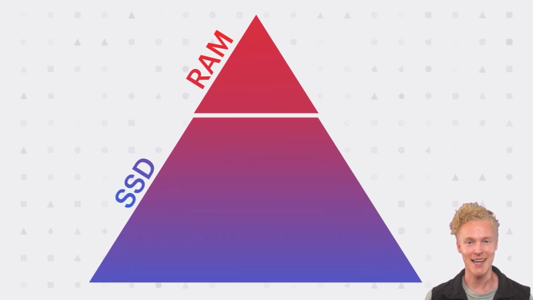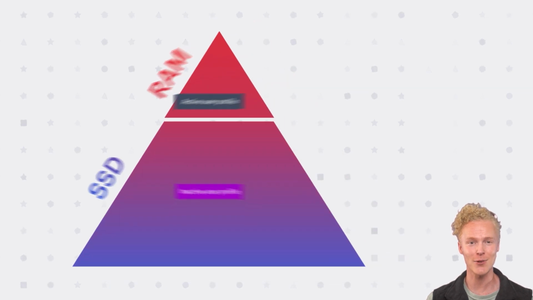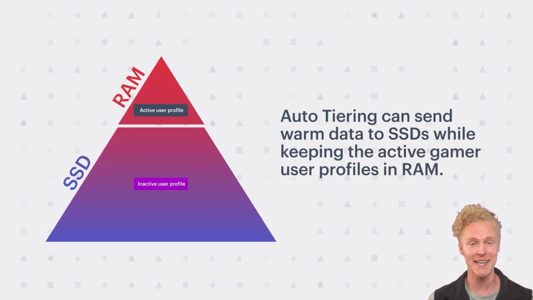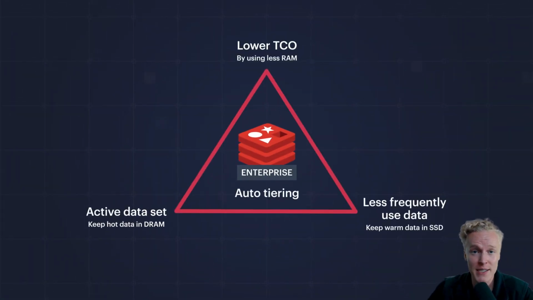For example, in the gaming sector, when gamers log in irregularly, their profiles consume memory that could be put to better use, such as speeding up gameplay for active users. Auto-tiering can send warm data to SSDs, while keeping the active gamer user profiles in RAM. RAM can be expensive, and offloading less frequently accessed data to SSD can optimize memory usage and reduce costs.